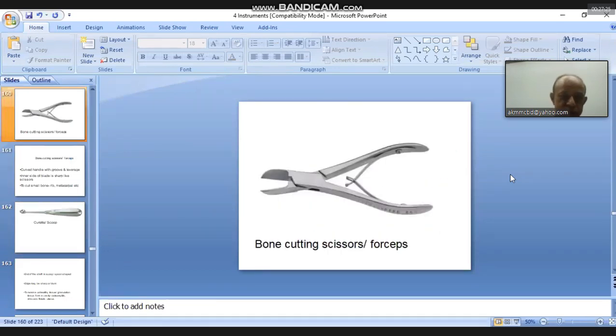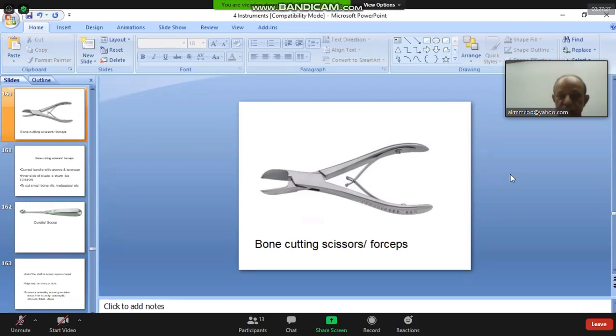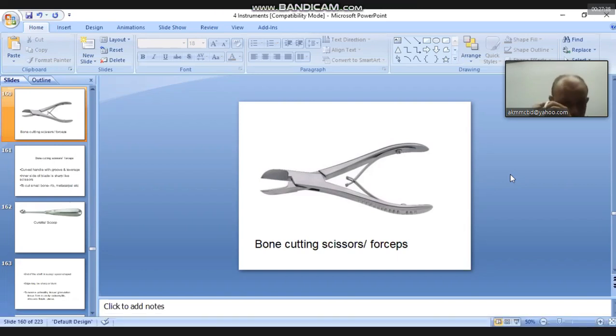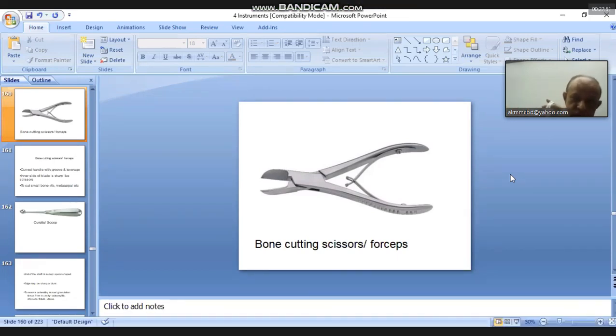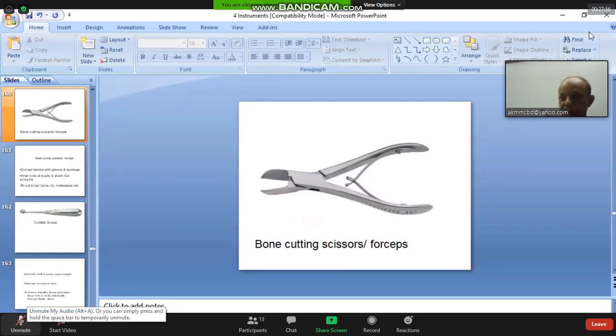Okay, I stop here for today. Therefore, today we have learned mostly the laparoscopic instrument and some of the orthopedic instrument. In orthopedic instrument, we have gone only the 4 instrument: the periosteum elevator, bone nibbler, osteotome, and chisel. Remember this 4 instrument. Okay, thank you.